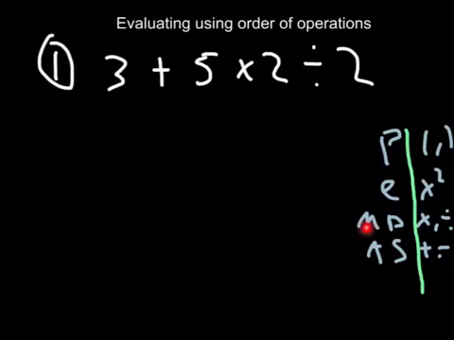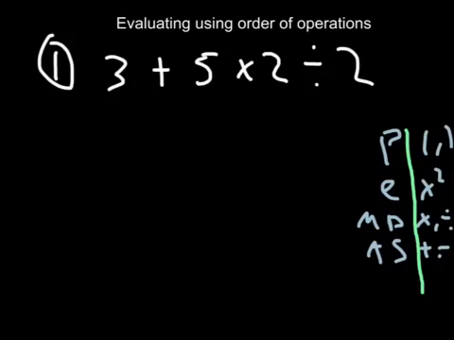The reason why multiplication and division, and adding and subtracting, are on the same line is because you do whatever comes first in your number sentence. So for instance, in our number sentence, we have multiplication that comes first, so you would do multiplication before division. However, if division happened to come first, which it doesn't here, you would do division and then multiplication. So that's why they're on the same level. You do whatever one comes first.